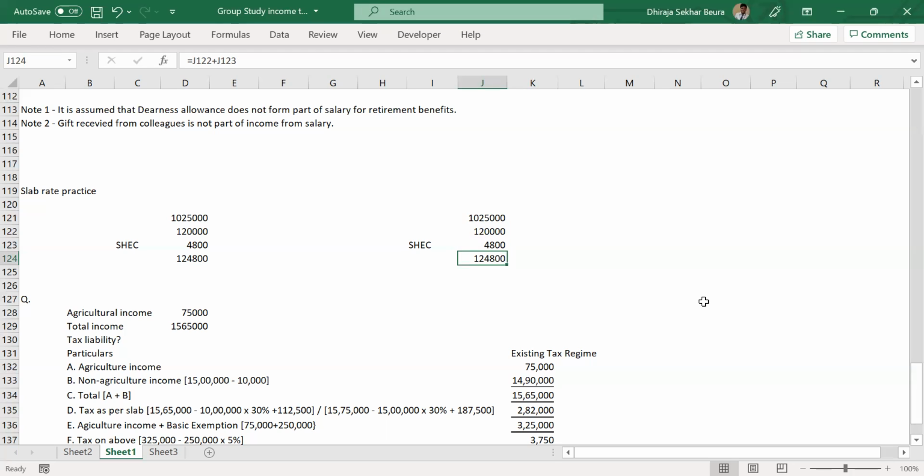Now, simply I'm saying the person is of 65 years of age and his income is 10,25,000. You have to calculate the tax amount. And as I told, for the 60 to 80 years age group, you just replace 2,50,000 by 3 lakhs. That's all. Everything else you remain as is.